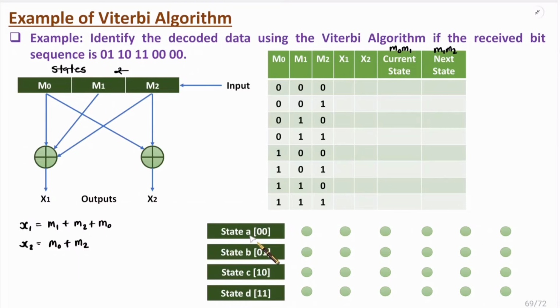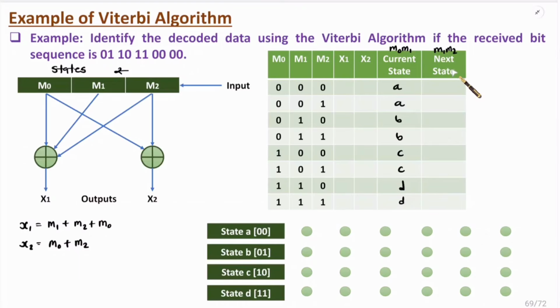So here what I'll do is I'll consider state A with 0, 0, state B with 0, 1, state C with 1, 0, and state D with 1, 1. So current state that is there with M0, M1. If it is 0, 0, then we will be having state A. Then if we have 0, 1, then we'll be having state B. If it is 1, 0, then we'll be having state C. And if it is 1, 1, then we'll be having state D.